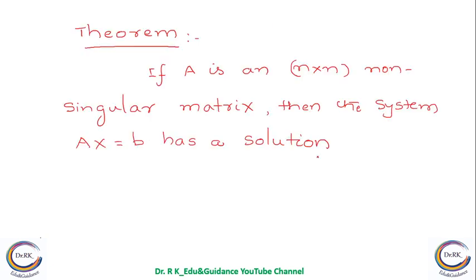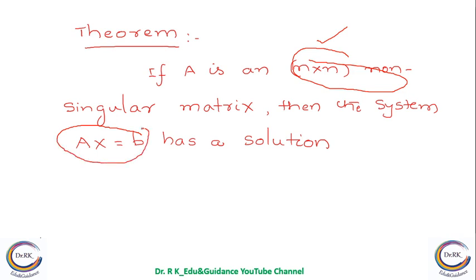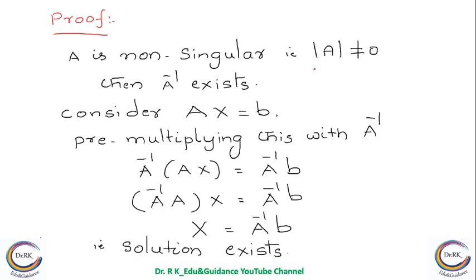And just before summarizing, we'll discuss one very simple theorem. If A is an n by n non-singular matrix, then the system Ax = B will have a solution. Ax = B is nothing but a non-homogeneous system of equations, and the condition here is that A is an n by n non-singular matrix. Non-singular means, we know, that det is not equal to 0. So immediately we say when det is not equal to 0, the inverse of the matrix exists. That is, A inverse exists.